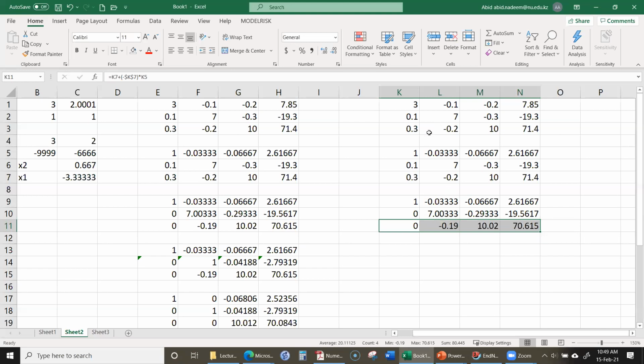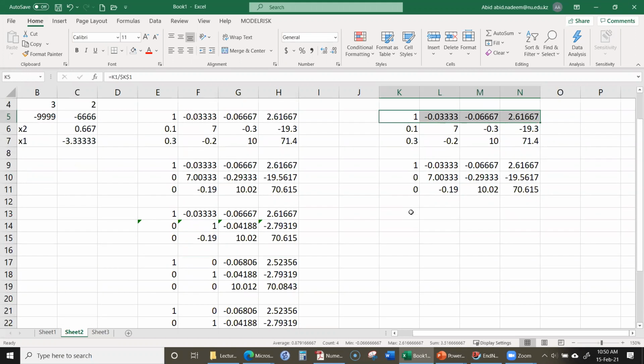Now you can see that I have repeated these two steps. From the initial form, I first made changes in the first row by dividing it by the pivot coefficient, so it becomes 1. Then I made these two values 0 by the row operation. And then I will repeat these row operations. So we have got up to this situation.